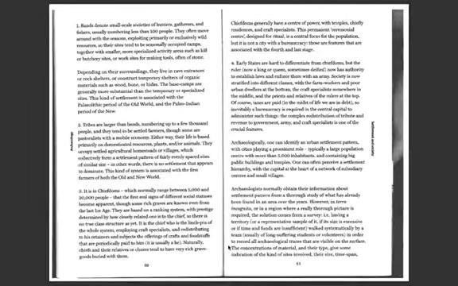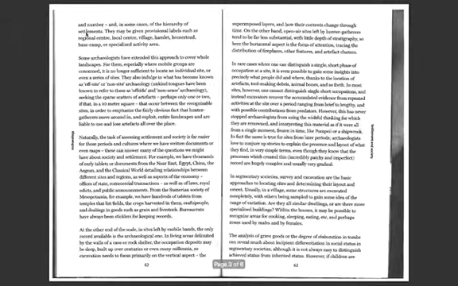The concentration of material and their type gives some indication of the kind of sites involved, their size, time span, and number, and in some cases of the hierarchy of settlements. They may be given provisional labels such as regional center, local center, village, hamlet, homestead, base camp, or specialized activity area. Some archaeologists have extended this approach to cover whole landscapes.